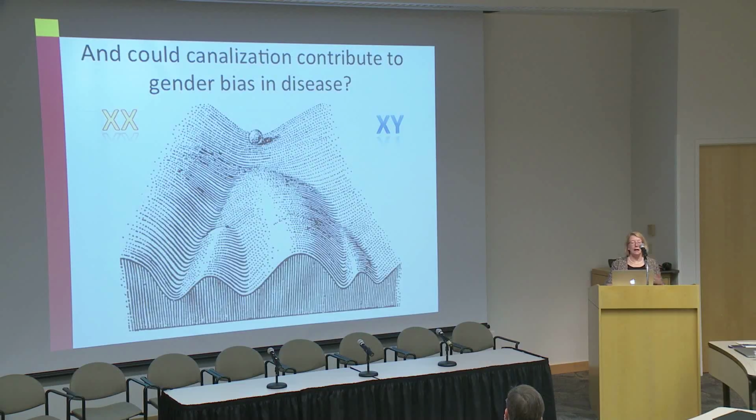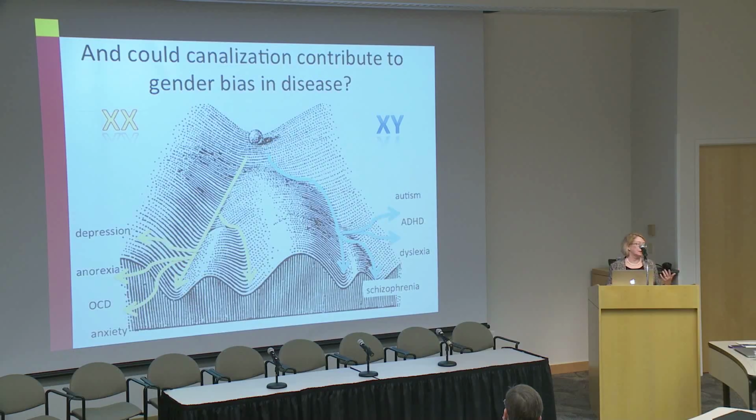And could canalization contribute to gender biases in disease, such that along the male canal, are we somehow, in some biological way, closer to autism, ADHD, dyslexia, and schizophrenia, and versus the female side, we're closer to depression, anorexia, OCD, anxiety, etc.? That's going to take a lot of work to get to at a biological level, but it's just a food for thought idea.